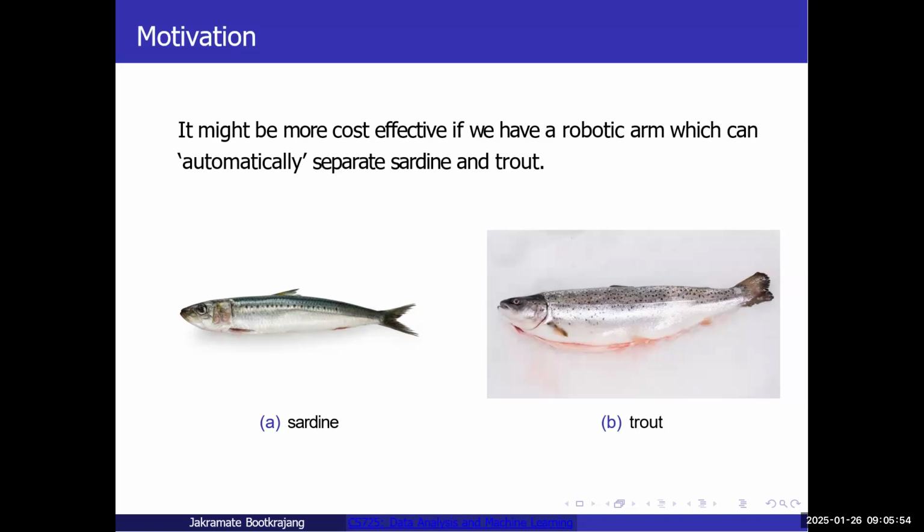And this robot hand, well, you can put a camera on the robot arm and the camera will see the fish, right? And after they see the fish, they have to be able to recognize if it's a sardine or if it's a trout. So now the question becomes, how can a machine be able to distinguish between these two examples?